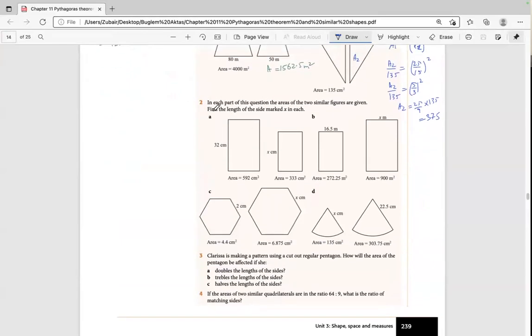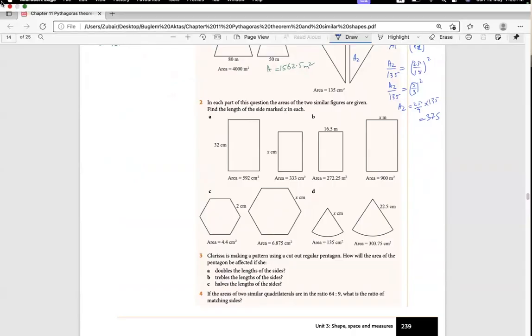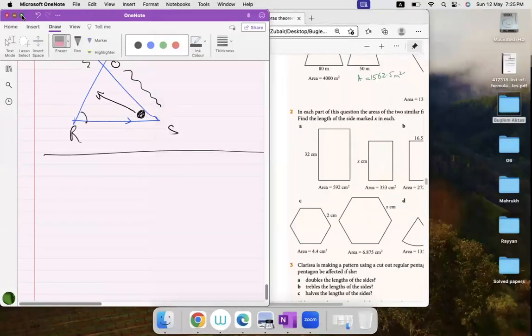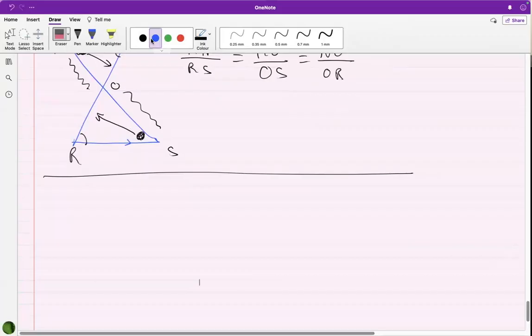Question number 2. In each part of this question, the areas of the two similar figures are given. Find the length of the side marked X in each. Before we do this, I had one thing in mind. Remember, we discussed that suppose our house is like this, and let's say the dimensions were 35 feet by 65 feet. You understand what a foot is? 1 foot is equal to 12 inches. So this is 35 feet by 65 feet.